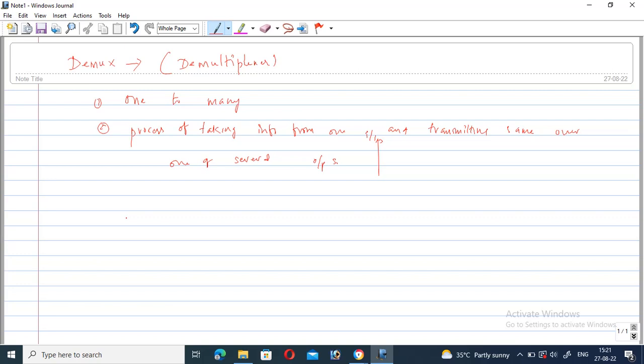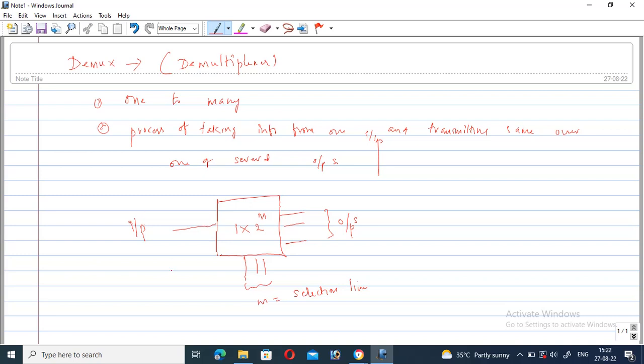Let us see the block diagrammatic representation of the Demux. It consists of one input, selection lines, and a number of outputs. It is in 1 into 2 power m format, where m represents the number of selection lines. It consists of one input and many output lines.